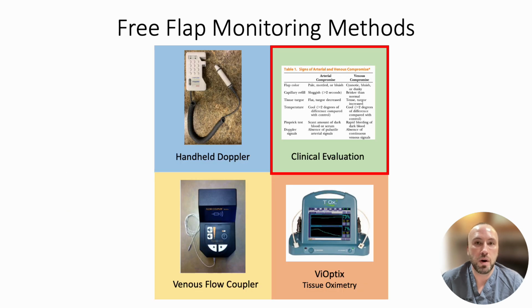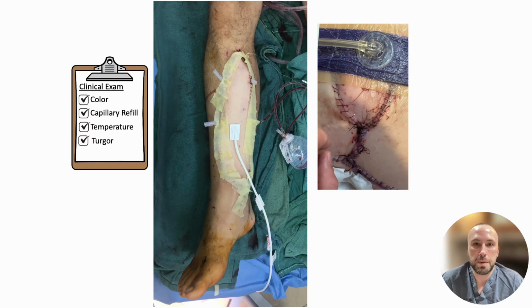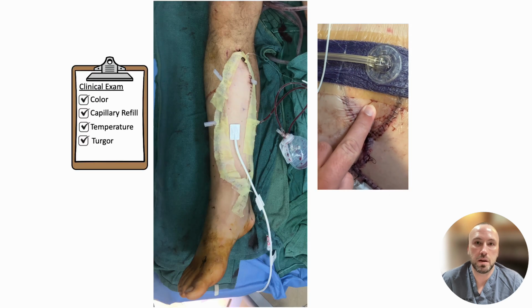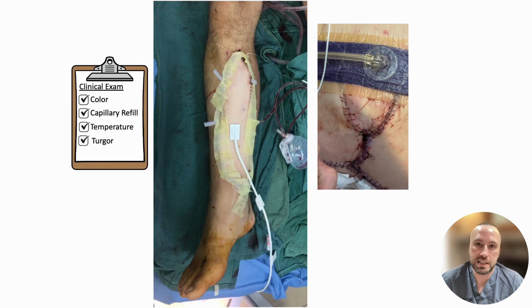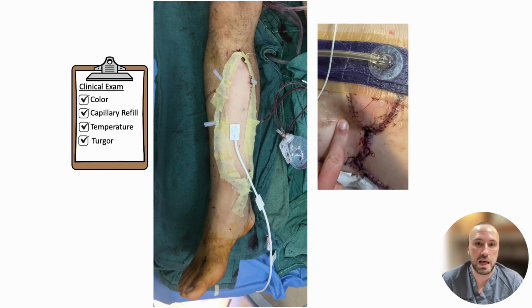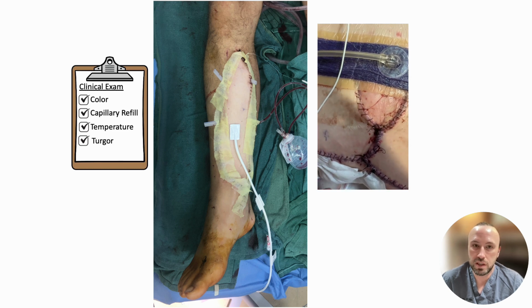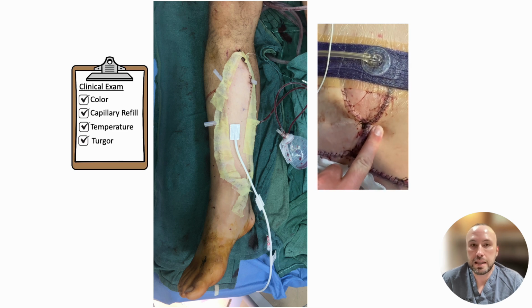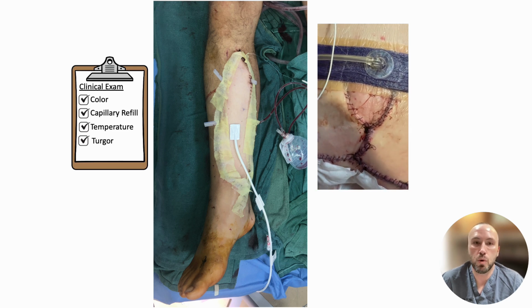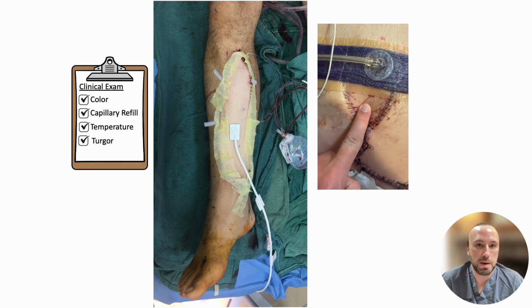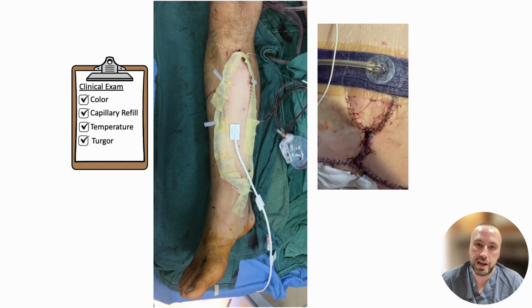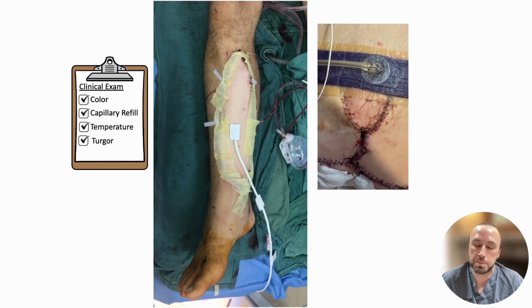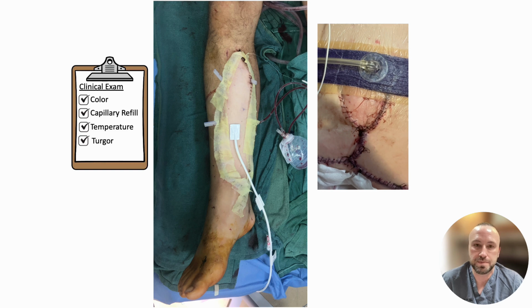Now let's talk about clinical flap evaluation. Clinical flap evaluation of free flaps by physical exam findings can identify signs of change in flap perfusion, such as changes in flap color, capillary refill, temperature, and turgor or swelling. Clinical flap evaluation is one of the more traditional methods of free flap monitoring, but is subject to human error and requires significant experience for accuracy.